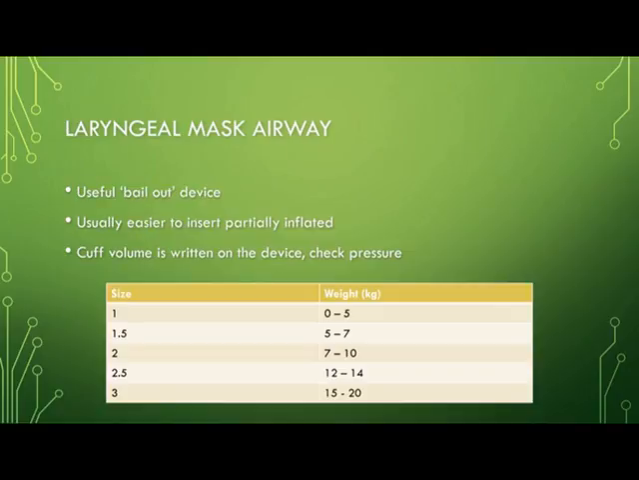The laryngeal mask airway is a useful device in cases of difficult intubation, as it can aid in oxygenation of the patient and buy time until a backup plan is formulated. It should be inserted partially inflated to enable it to mould to the airway. The sizes are shown here. However, if you forget, they're often printed on the device themselves, allowing easier selection.